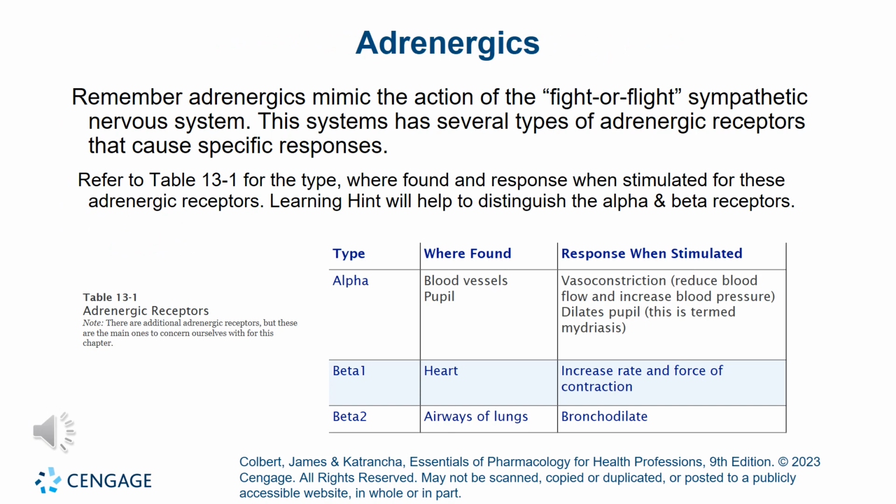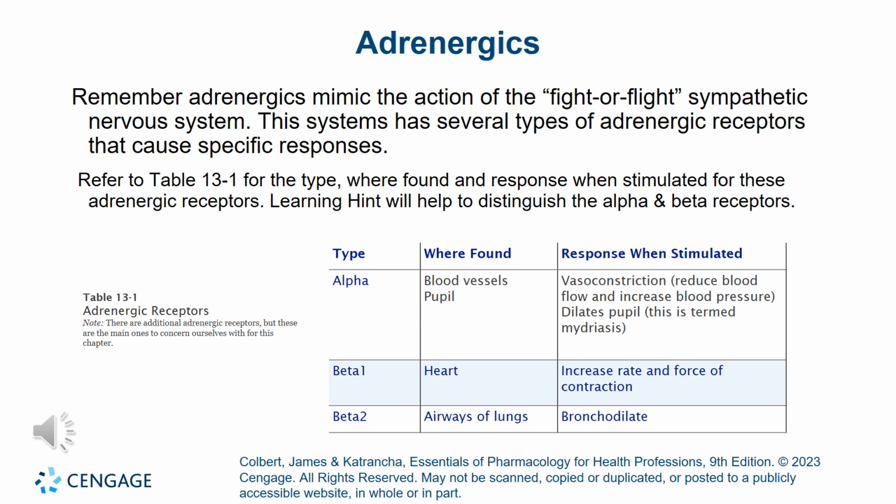Adrenergics. Remember, adrenergics mimic the action of the fight or flight sympathetic nervous system. This system has several types of adrenergic receptors that cause specific responses. Refer to Table 13.1 for the type, where found, and response when stimulated for these adrenergic receptors. Learning hint in your book or ebook will help to distinguish the alpha and beta receptors.